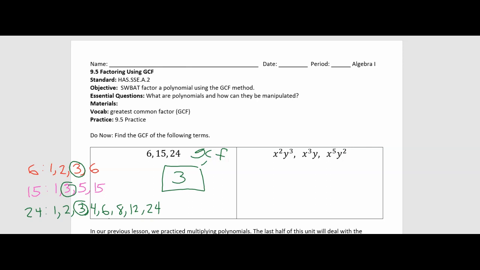And we don't even need to check the other ones, right? Because all those other numbers are less than 3. So if 3 works, well, that's got to be the greatest common factor. Probably something you've done before. I hope so. I hope this isn't the first time you're doing GCF.